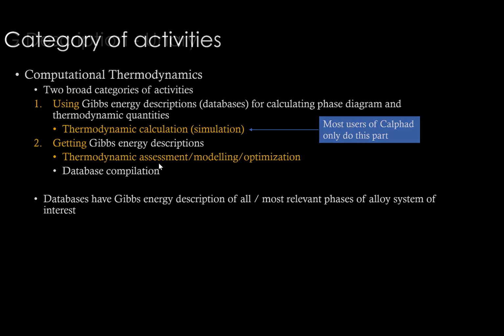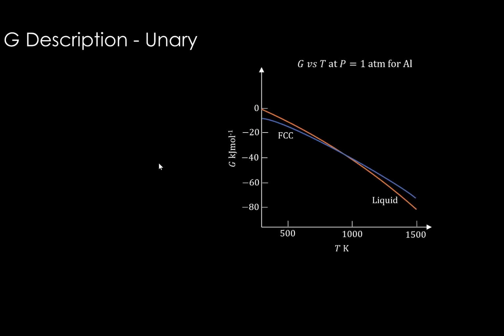Let's look at this Gibbs energy description in more detail. We will focus on unary systems and understand it. Think about this particular diagram. We have seen this in one of the previous classes. This is Gibbs energy versus temperature at 1 atmospheric pressure for aluminum. And there are two curves, one for FCC aluminum, one for liquid aluminum.